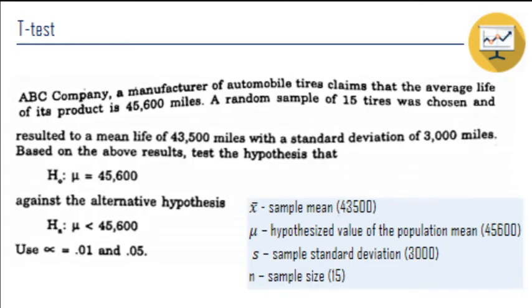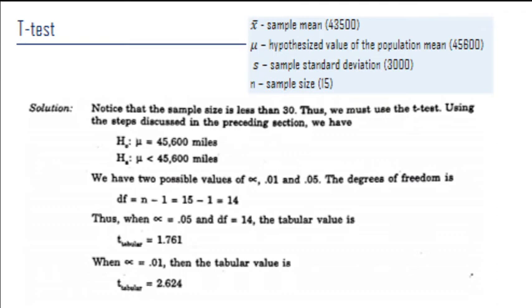The hypothesized value of the population mean is 45,600, and the sample standard deviation is 3,000. The sample size is 15. If you can notice, my dear students, the sample size is less than 30.